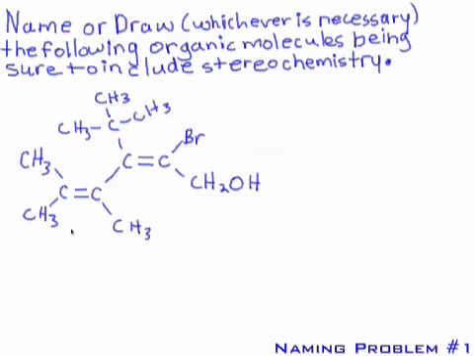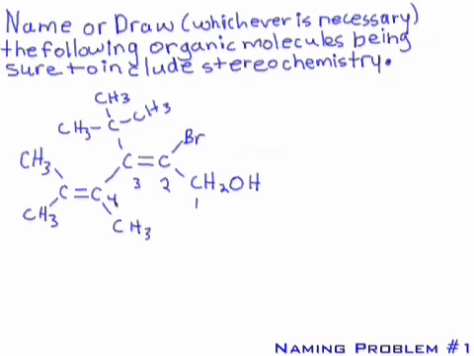Six carbons is a hexane. With an alcohol, we would drop the E and add OL. So that's hexanol. And then we have two double bonds. So one double bond would be hexene. Two double bonds is hexadiene. So we have a hexadienol.